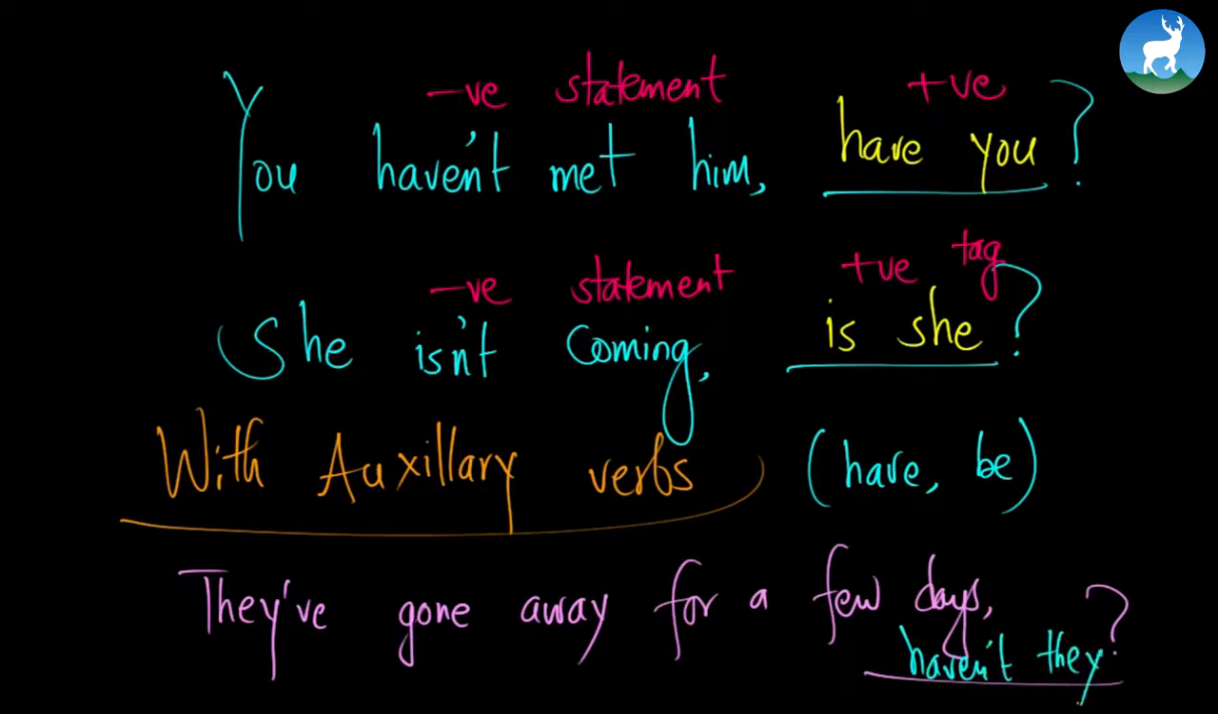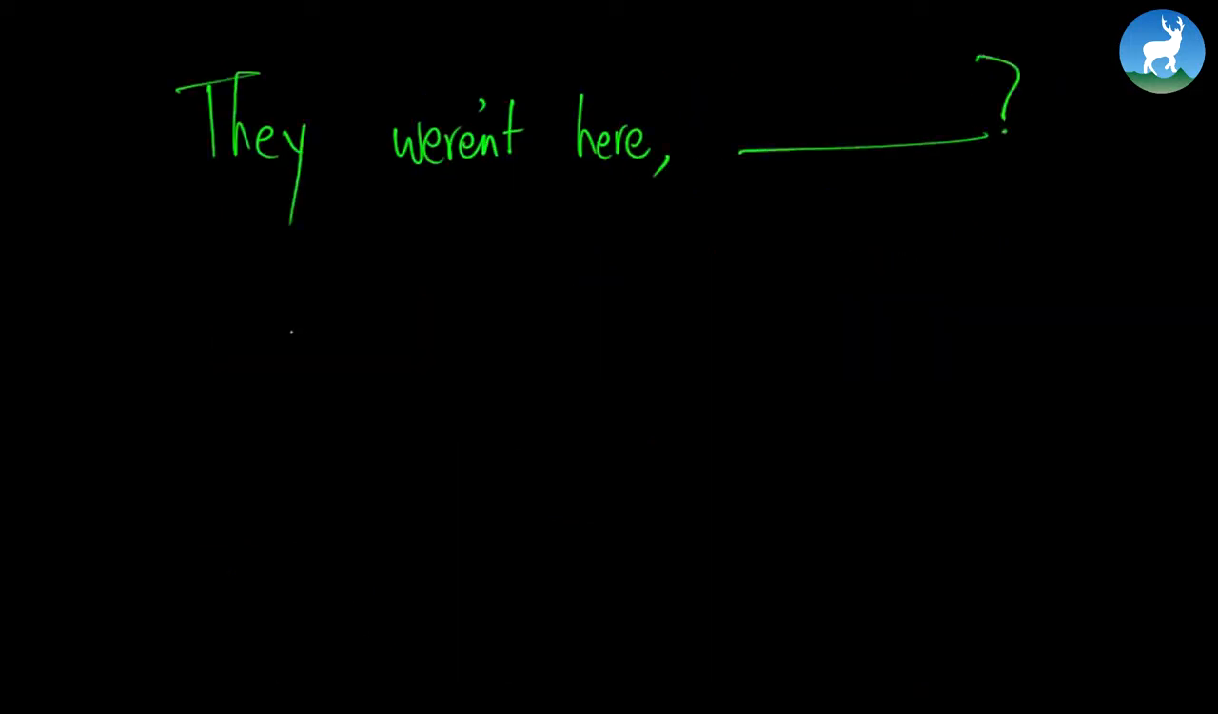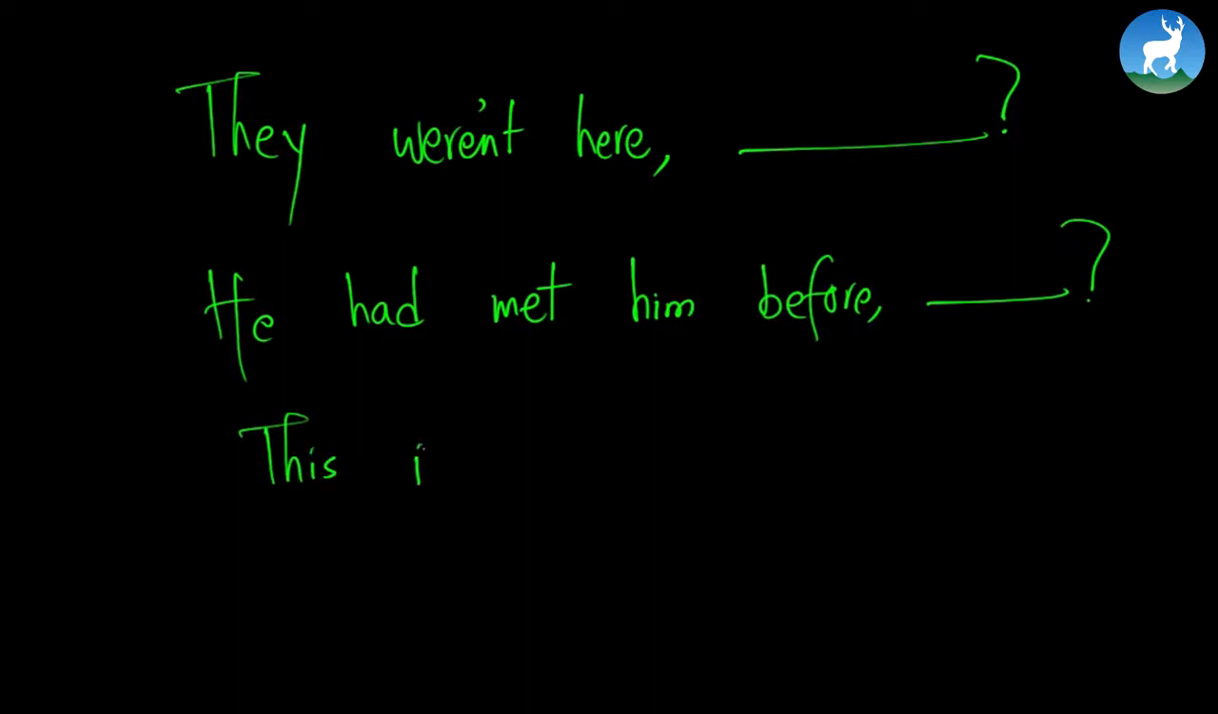And why is it done? It is done because the statement is positive. That's why we have a negative question tag. And what did we do? We used this auxiliary verb. Alright, some more examples. They weren't here. He had met him before. Right, one more. This isn't working. 3 sentences. Let's find the question tag. Let's write the question tag.